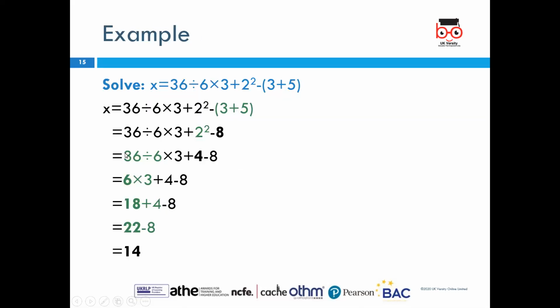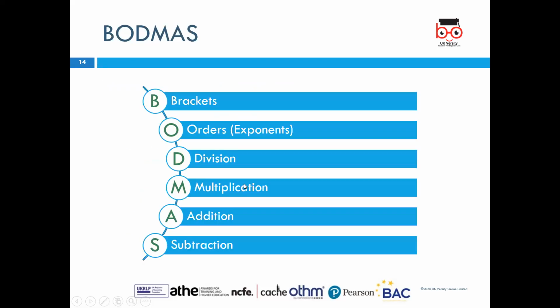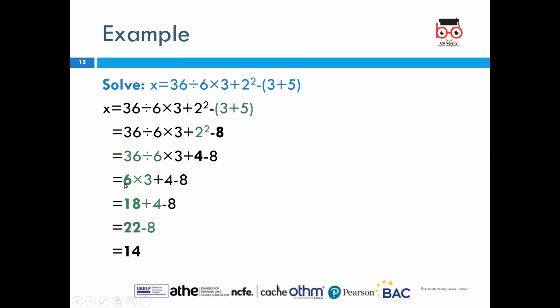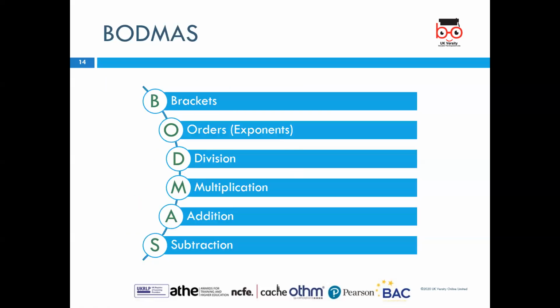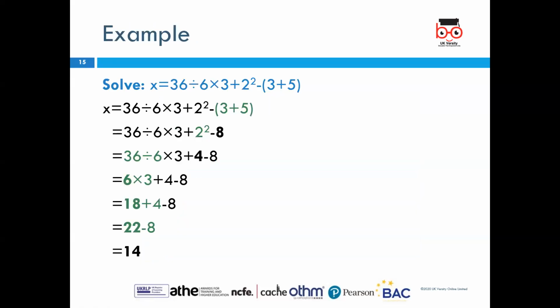Then you have division. So you have 36 by 6, which becomes 6. So this one is calculated first. Then the resulting equation becomes 6 into 3 plus 4 minus 8. Then you have multiplication. So you have 6 into 3, which is 18. So it becomes 18 plus 4 minus 8. Then addition, 18 plus 4 is 22, minus 8. So this is how you solve using the principle of BODMAS. Always remember this: brackets, orders, division, multiplication, addition, and subtraction. This is a rule to be followed when you see any equation of this form.